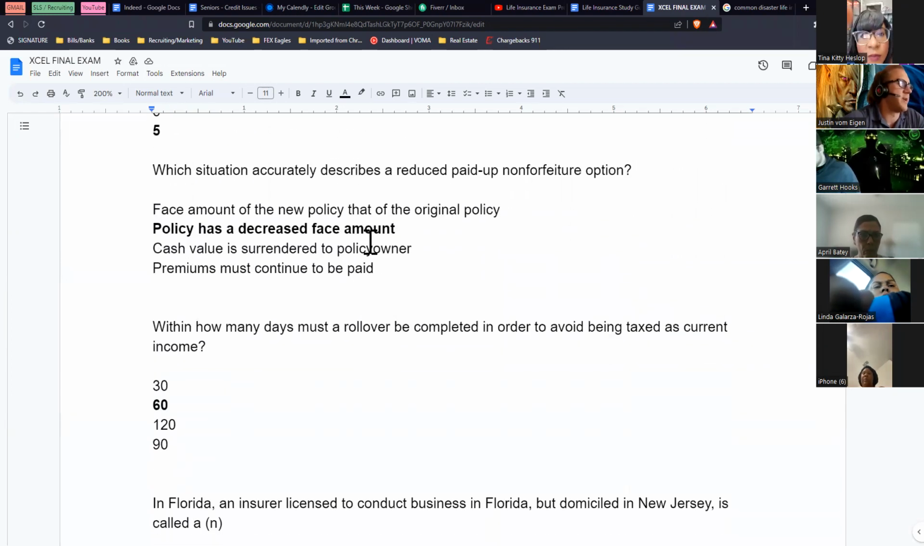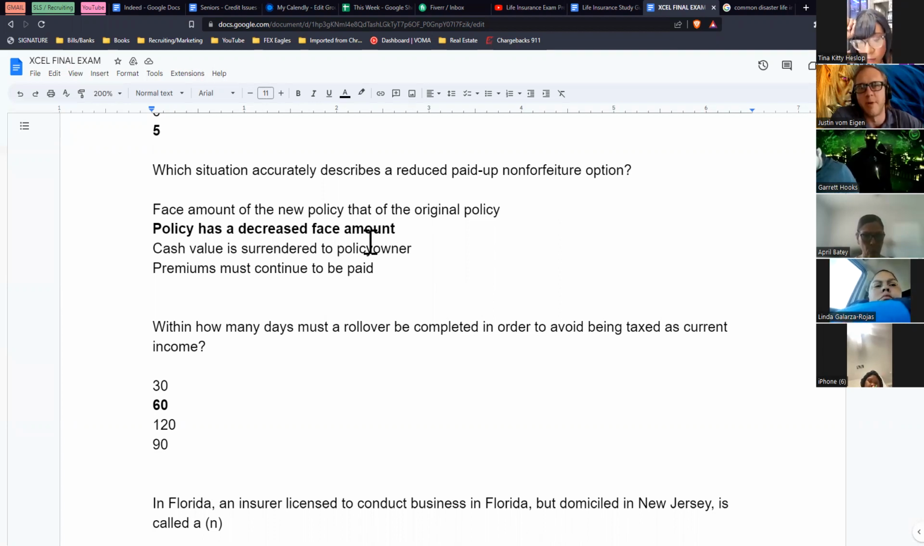Which situation accurately describes a reduced paid up non-forfeiture option? The face amount of the new policy is the same as the original policy, or the policy has a decreased face amount. So the cash value has to do with the non-forfeiture option. Essentially you're converting your cash value to a paid up insurance policy. You haven't paid up your life insurance policy yet, but based on how much you paid into it, you're going to have this much insurance that you don't have to keep making payments on. So it's usually a much smaller amount. Does that make sense to you guys?